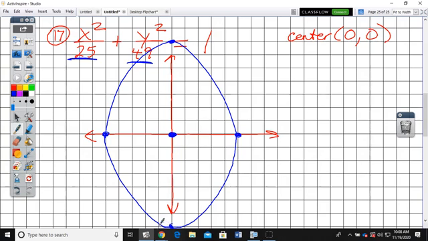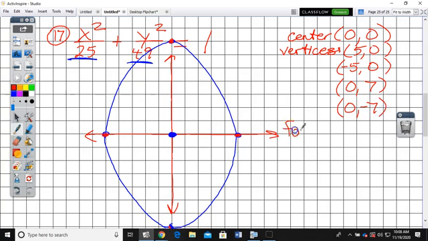Okay. And now you just come back over here, label your vertices. What are the vertices? What's this point? 5, 0. What is this point? Negative 5, 0. What's this point up at the top? 0, 7. And the point at the bottom is 0, negative 7.